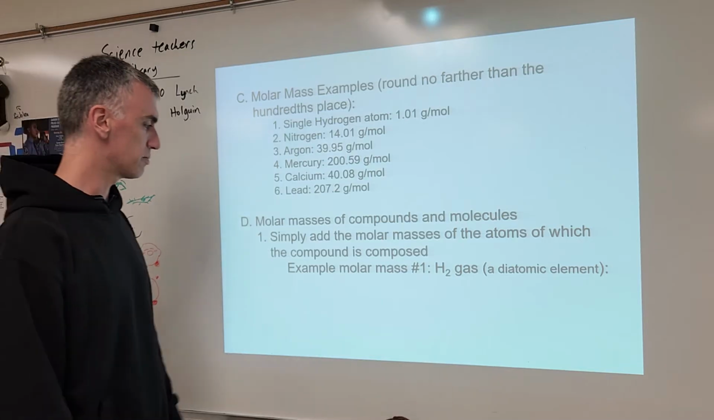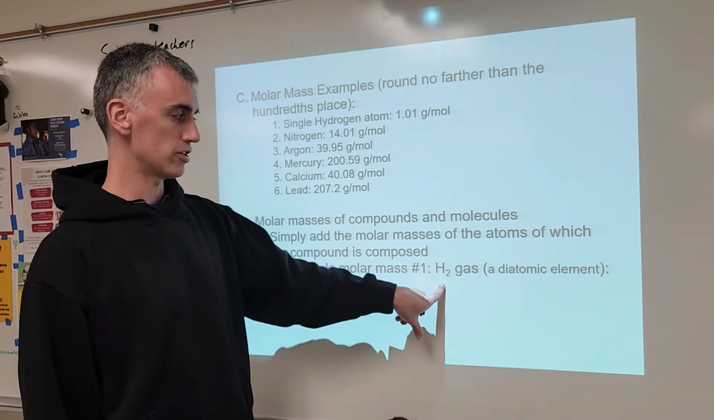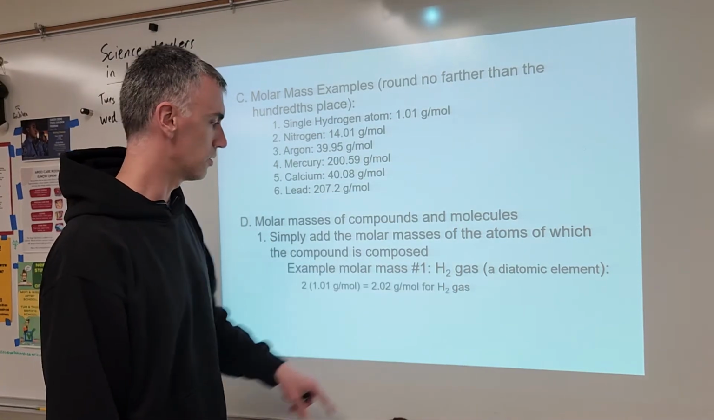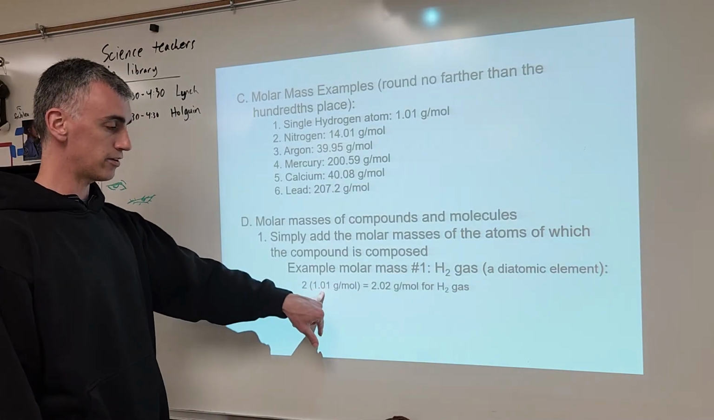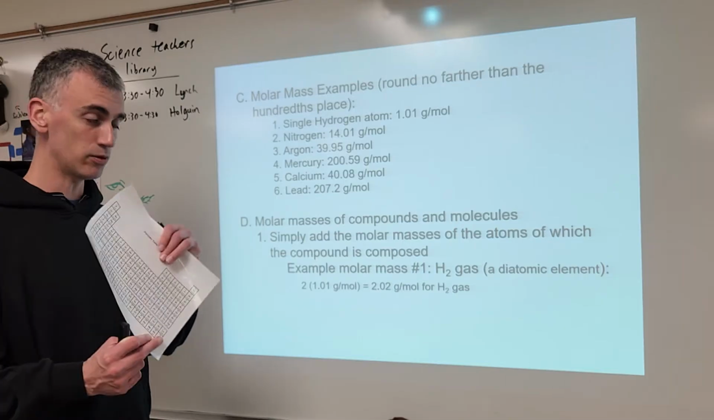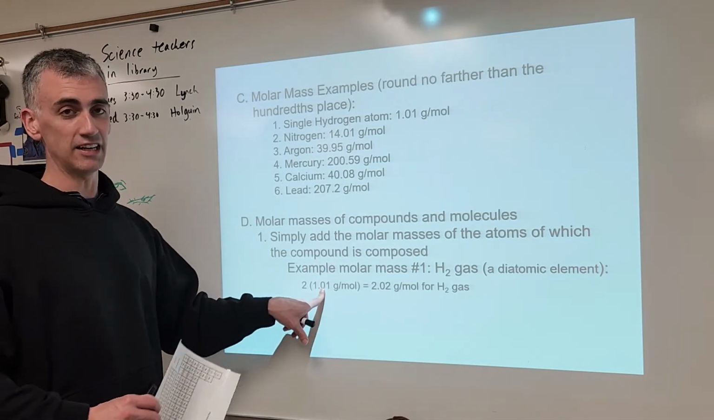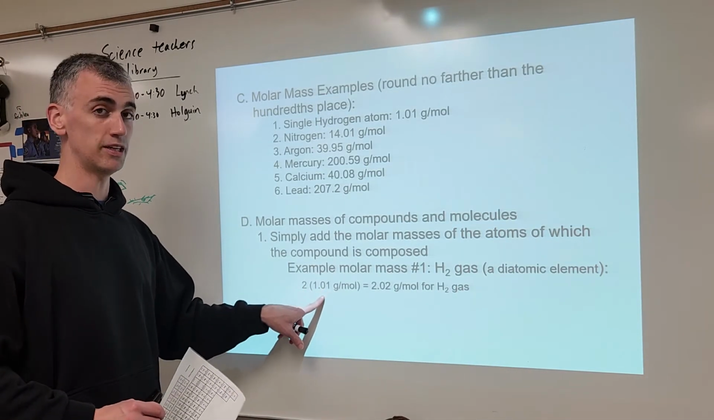An example of something that's a molecule but not a compound is hydrogen, because it's a diatomic element. So that would involve taking that mass of one hydrogen, which again you get off the periodic table, rounded to the hundredths place, and adding two of them together. This represents adding two of them together.